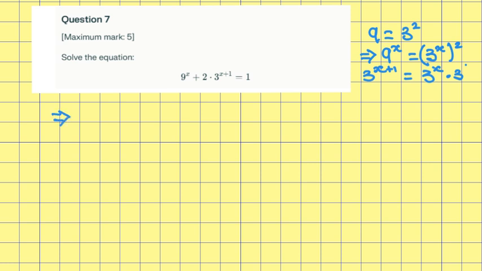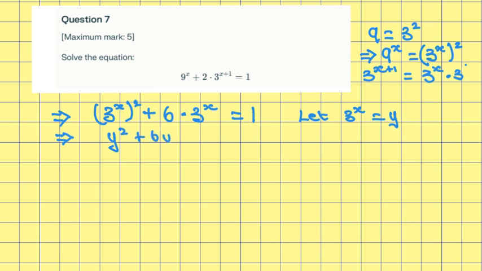Therefore, I can rewrite this expression as (3ˣ)² plus 3 times 2 is 6 times 3 to the power of x equals 1. I'm going to let 3 to the power of x equals y and substitute in. So therefore, I've got y² + 6y − 1 equals 0. That will not factorize, so I have to use the quadratic formula.